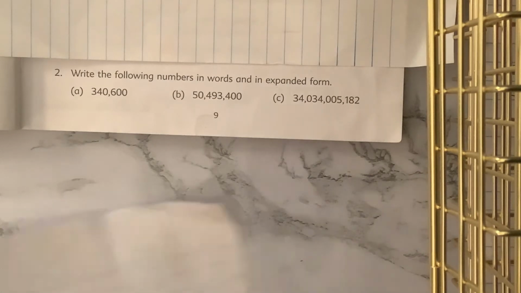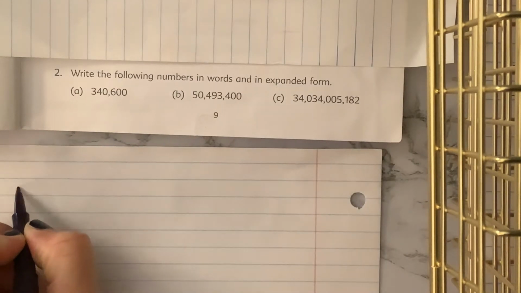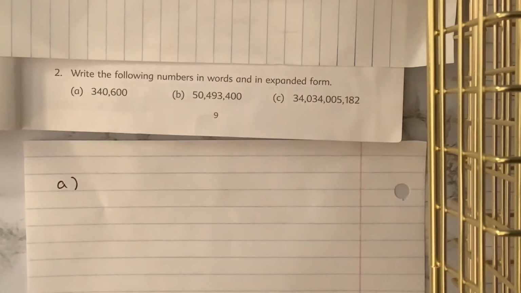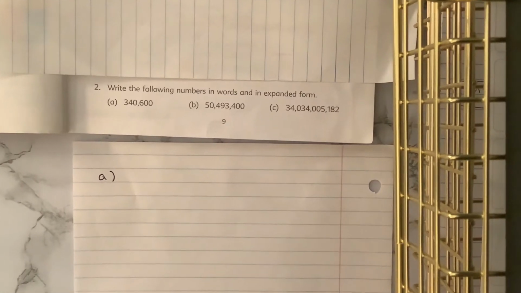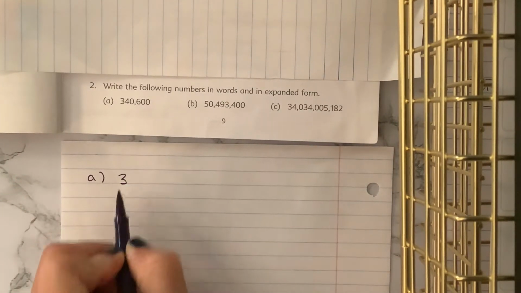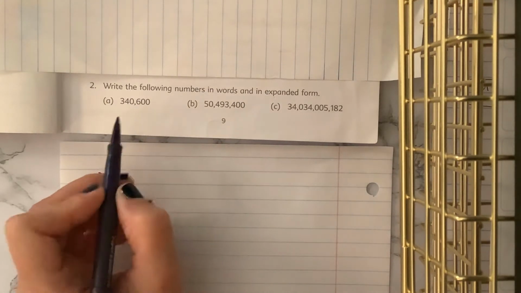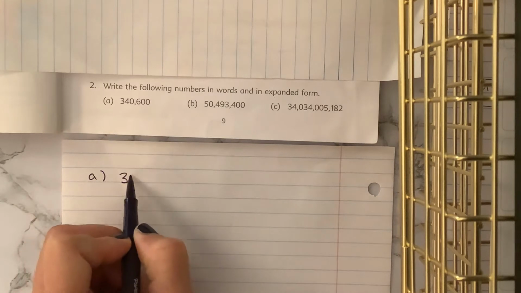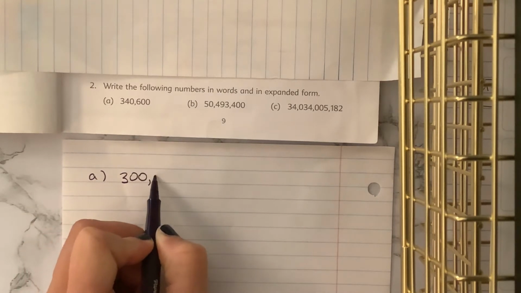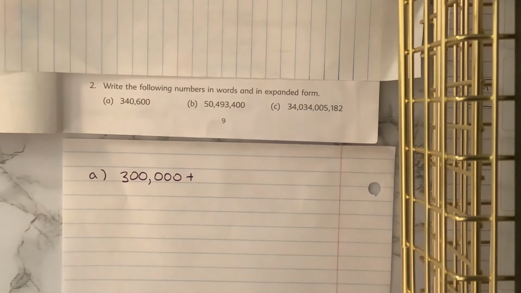So let's start with expanded form as we're working on these problems. So part A, remember our process. We're going to start with our first digit, which is 3. And then we turn everything after it into a 0. So 3, 0, 0, comma, 0, 0, 0. Then we put our addition sign.